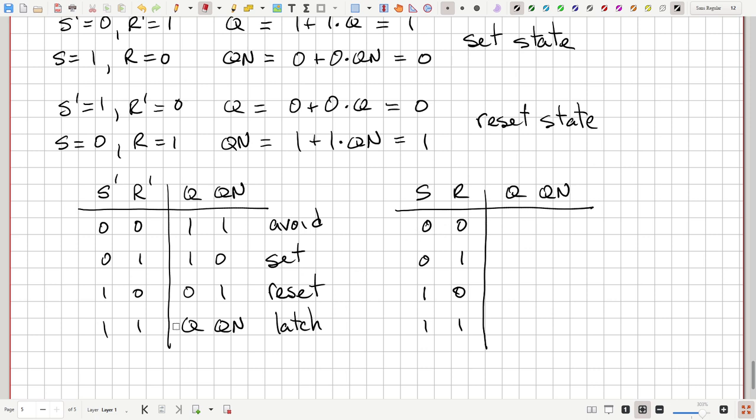The first now is going to be the latch state. That's where these have been inverted. So that's where Q and QN just are latched, their values are memorized, and 0,1 is going to correspond to 1,0, the reset state, and 1,0 is going to correspond to 0,1, the set state, and finally 1,1 can correspond to 0,0, which is the avoid state.